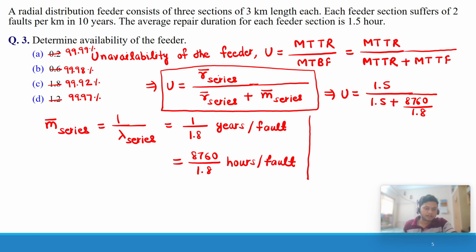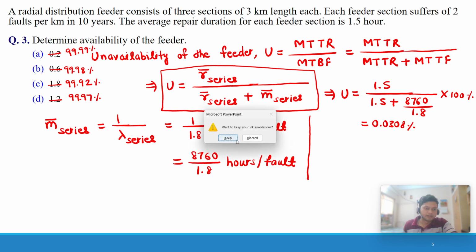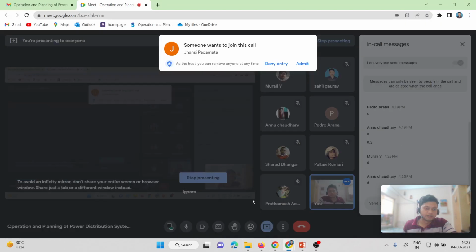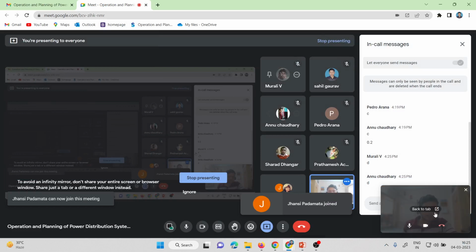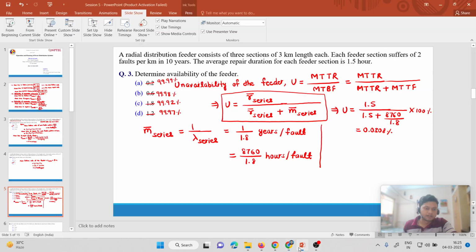Here you have to find the availability of the feeder in percentage form, so multiply it with 100%. It will give you 0.0308%. So you just have to find the availability of the feeder. I have found the unavailability of the feeder, and from the options you can type your answer in the chat box. So I got some responses. D is the correct option. Yes.